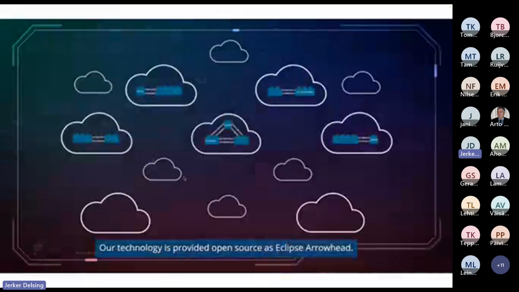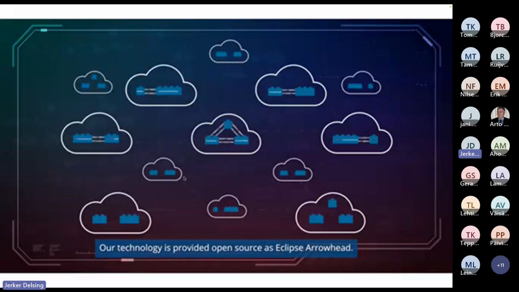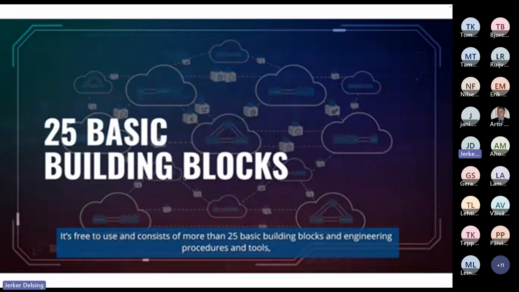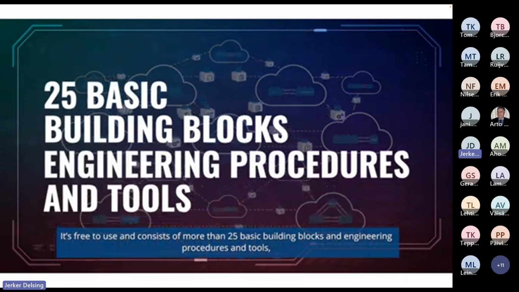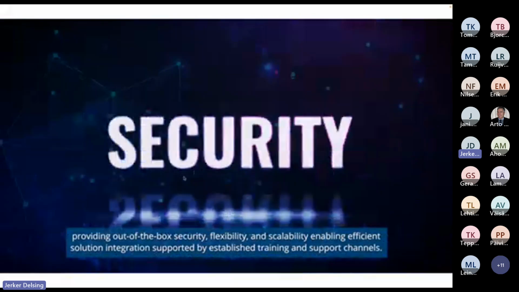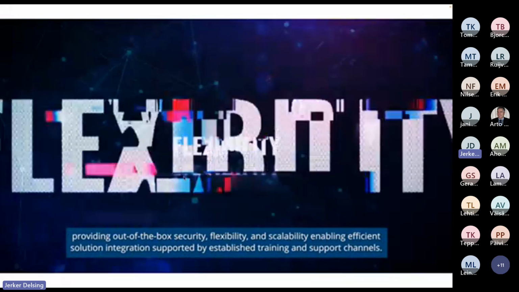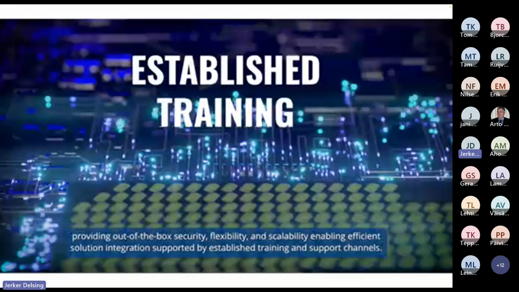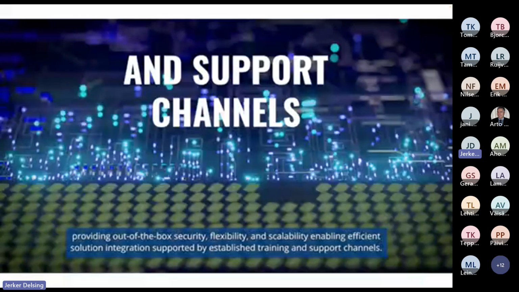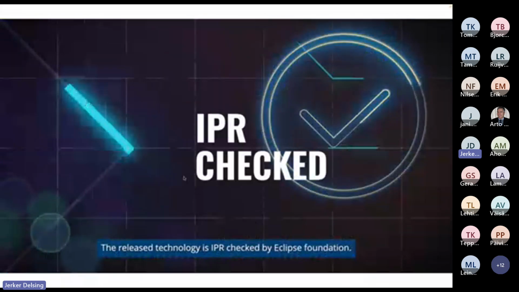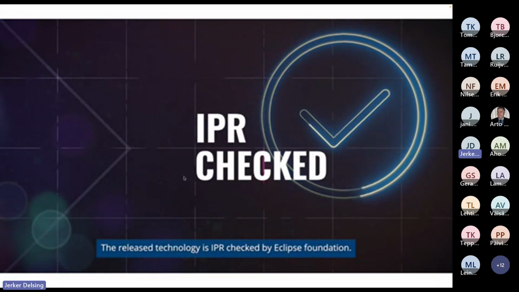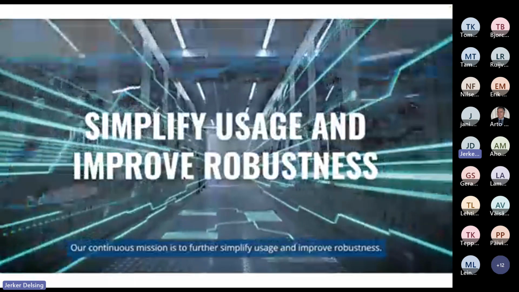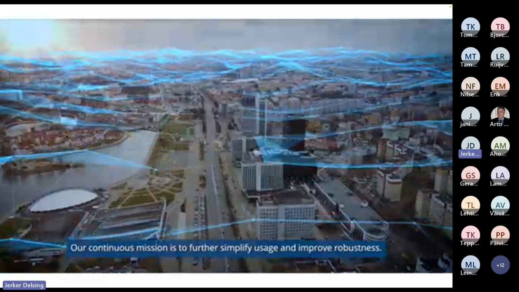Our technology is provided open source as Eclipse Arrowhead. It's free to use and consists of more than 25 basic building blocks and engineering procedures and tools, providing out-of-the-box security, flexibility, and scalability, enabling efficient solution integration supported by established training and support channels. The released technology is IPR checked by Eclipse Foundation. Our continuous mission is to further simplify usage and improve robustness.